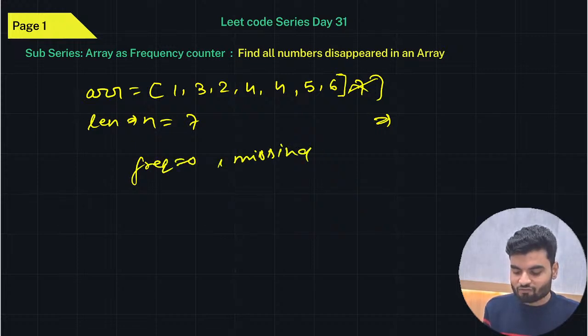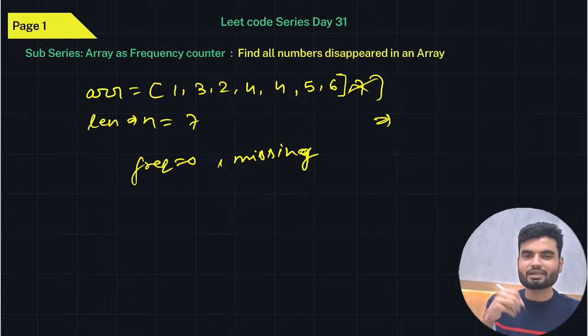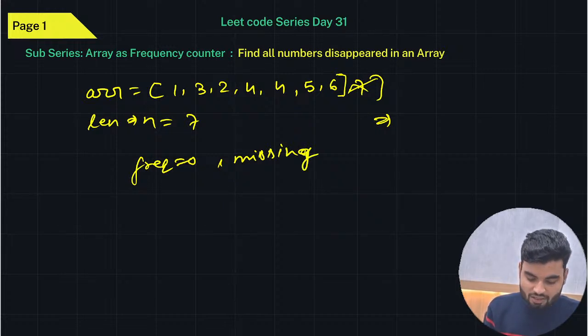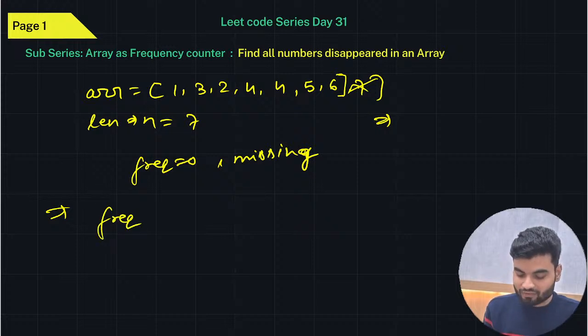Now if you use a hash map for frequency, that will take extra memory. So the best way is that we can use a frequency array of length n plus 1. We have discussed that approach in question number 1, question number 2, and also in question number 3. So we can have one frequency array, and the size will be n plus 1.